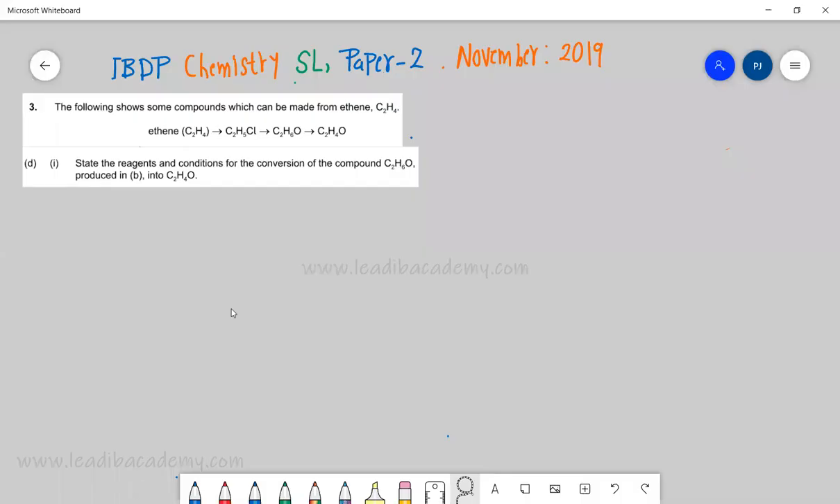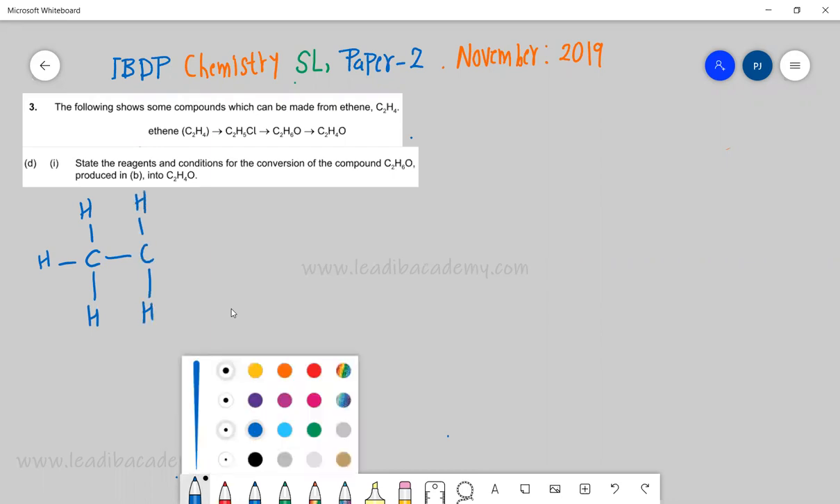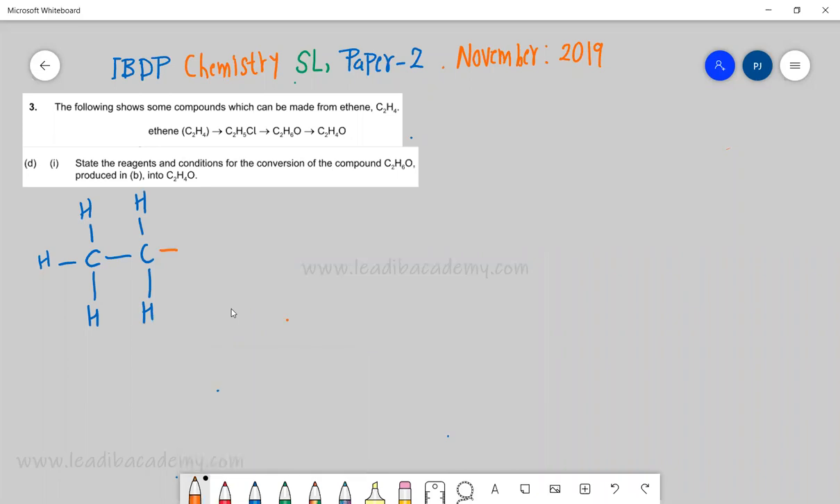Okay, question number 3D1. Interesting question. State the reagents and the condition for the conversion of the compound C2H6O produced in B into C2H4O. So let's try to understand what is going on in this. So we got this in B, H and then OH. Okay, this is nothing but our ethanol.